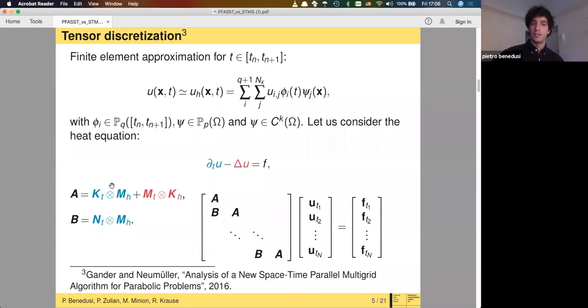So you have this tensor product of operators in time with the T here and space. This is, for example, a mass matrix in space, and this is a stiffness in space. And this is a coupling term coming from the discontinuous Galerkin in time. So this is the final form of your system.